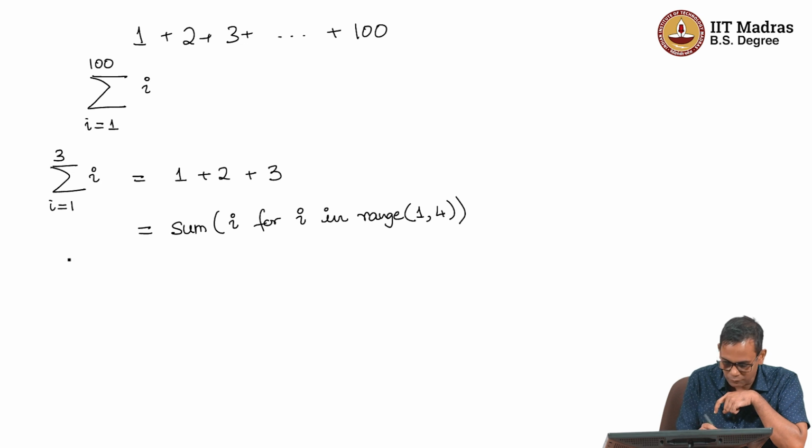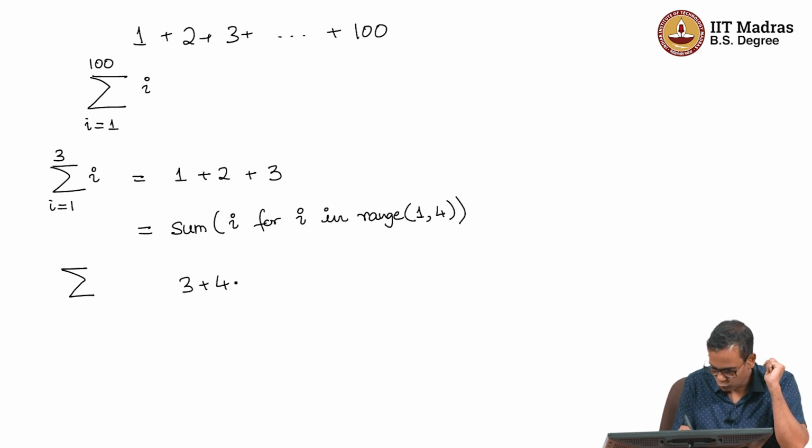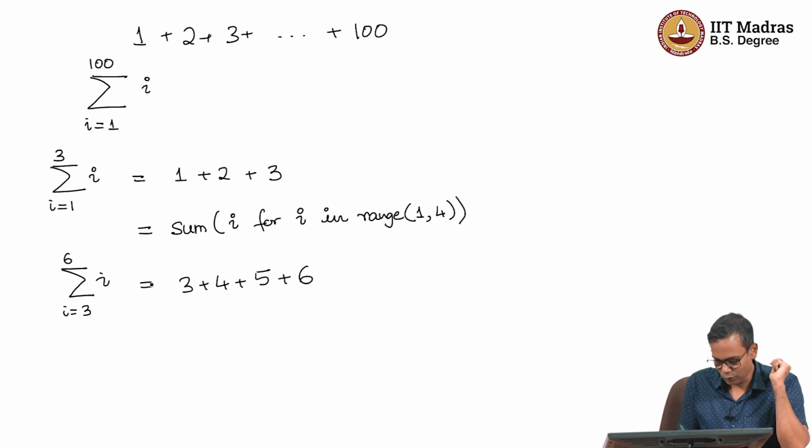I could do variants of this. Suppose I wanted to add 3 plus 4 plus 5 plus 6. So, what would I say? I would say i goes from 3 to 6 of i. I could also say i goes from 1 to 4 of i plus 2.